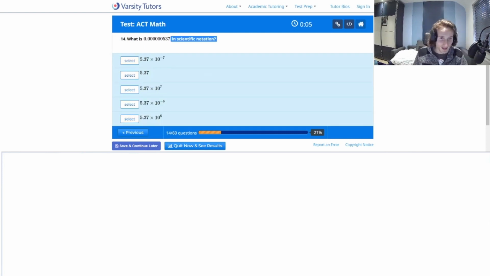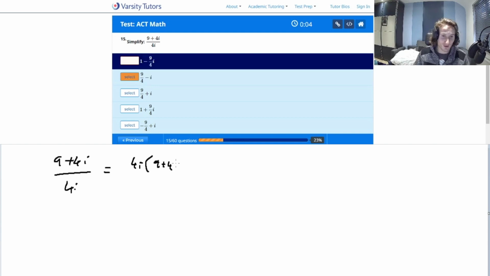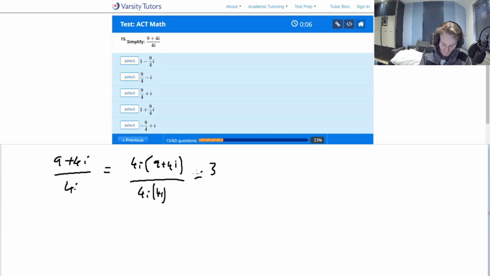What's this in scientific notation, aka standard form? Alright, so we got 1, 2, 3, 4, 5, 6, 7, 8. Should be to the power of minus 8. No, it isn't. It's to minus 7. Simplify this. Okay, we're just going to multiply both top and bottom by 4i.